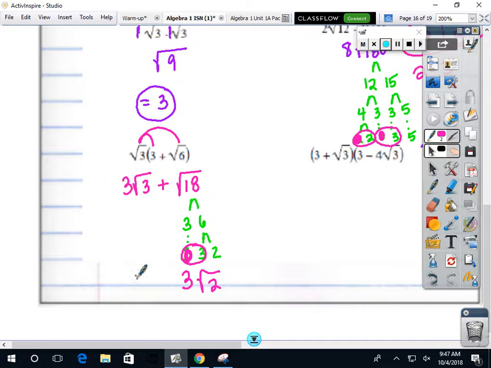Will it add, though, with this 3 square roots of 3? Will those combine? No, because they're not like terms. One's a square root of 3, one's a square root of 2, so that's your final answer. You can't actually combine them.